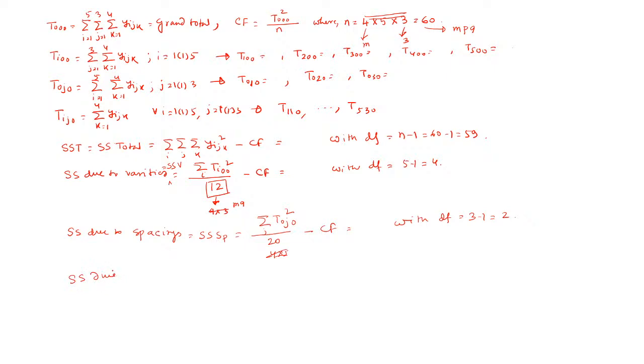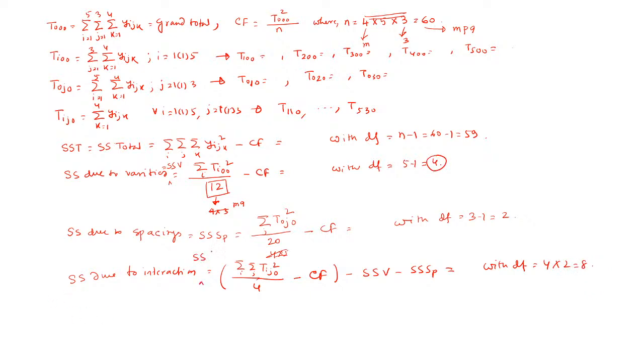This is due to interaction, which is the sum over ij of Tij0 whole square by m, that is 4, minus the correction factor minus SSV minus SSS, with degrees of freedom 4 into 2, that is 8. I denote this by SSV cross S.